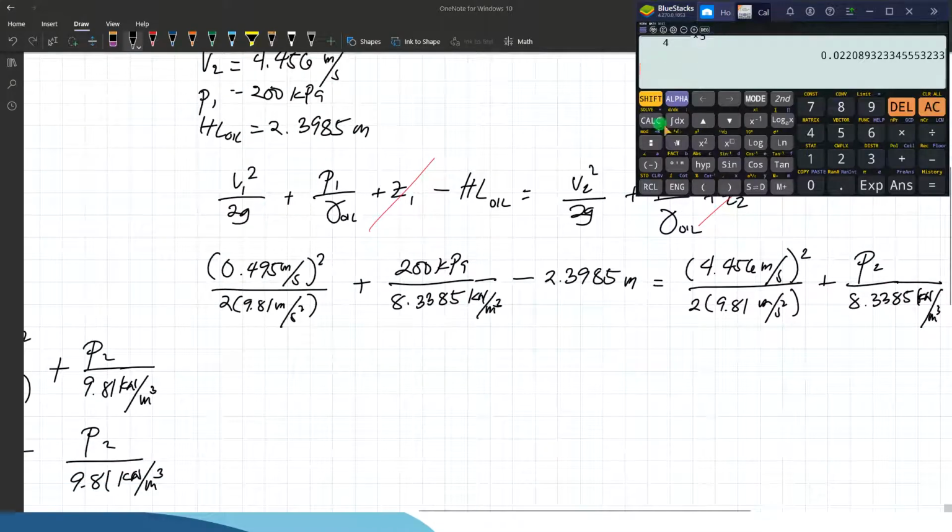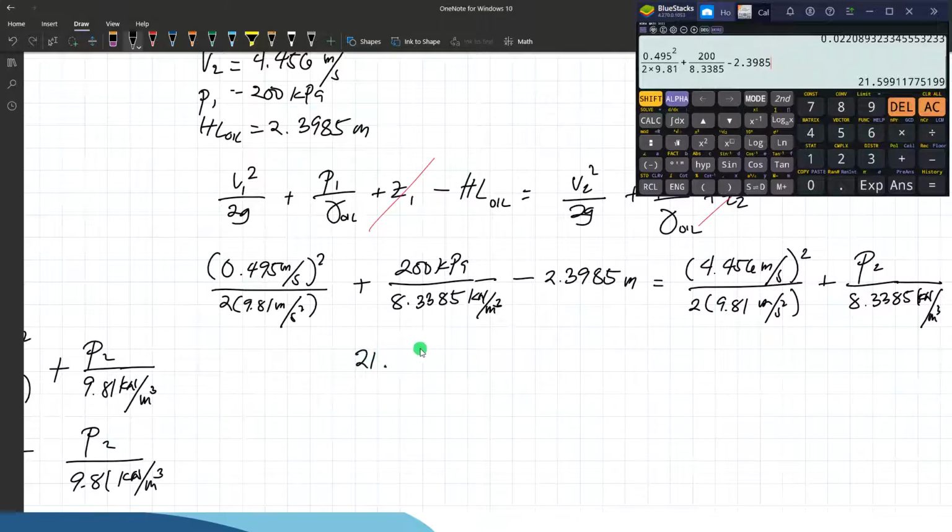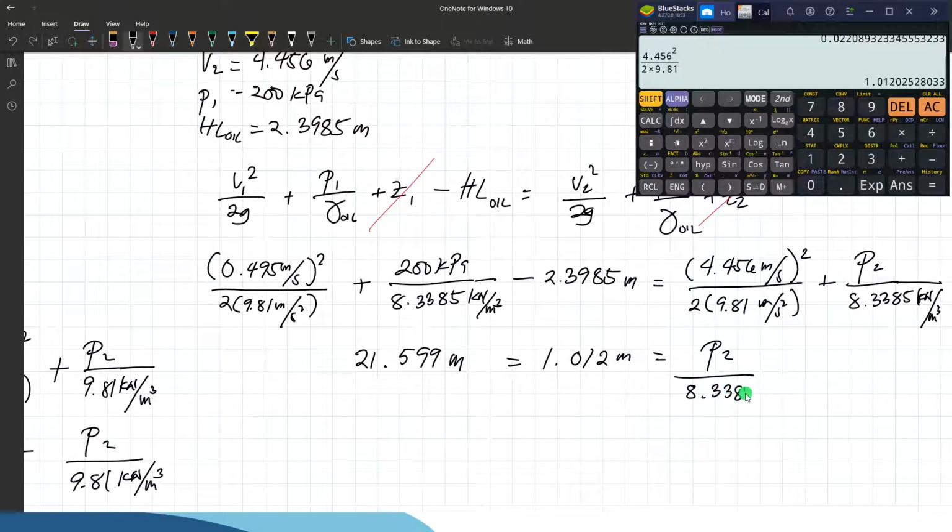Okay, let's directly solve this equation. I will solve it using the calculator. On the left hand side of our equation, we have 200 over 8.3385 minus 2.3985. The answer is 21.599 meters, equals 4.456 squared over 2 times 9.81, that's 1.012 meters, plus P2 over 8.3385.